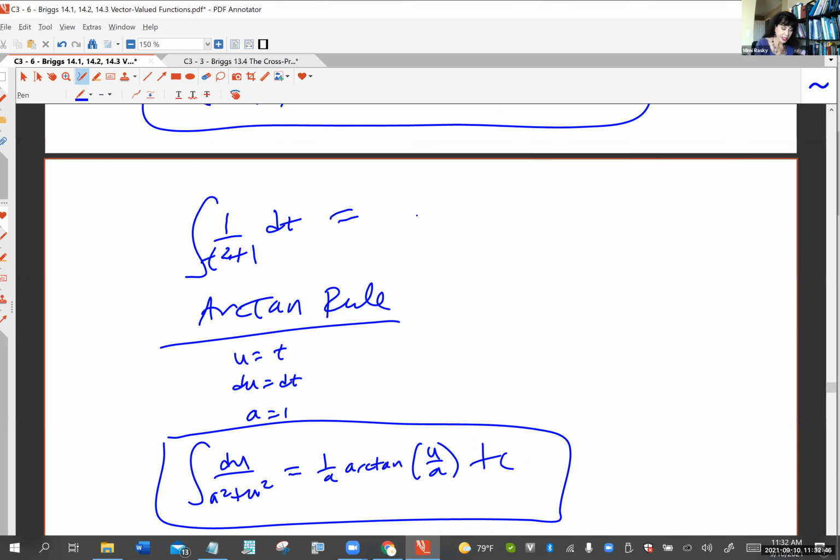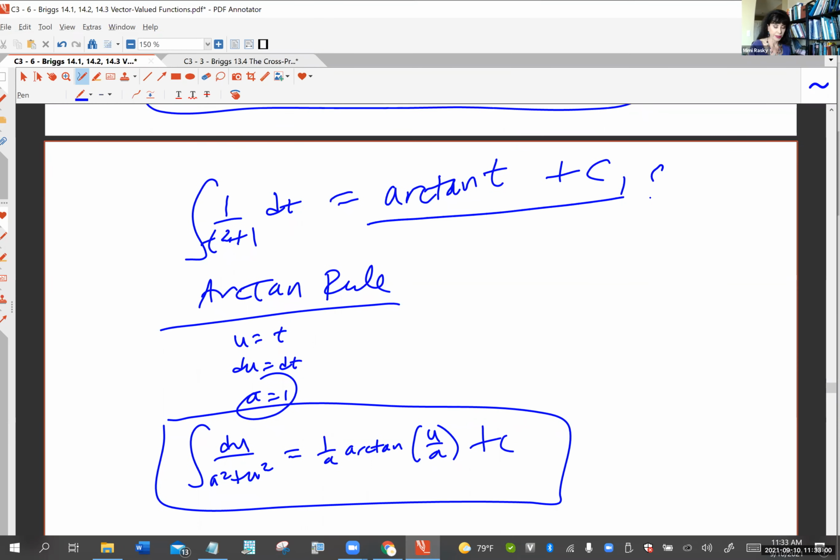So this one is simply going to be, since a is 1, this is just going to be arctan. For us, u over a is just arctan t. But you're going to have a constant of integration, so put C1 there. So save this for later.